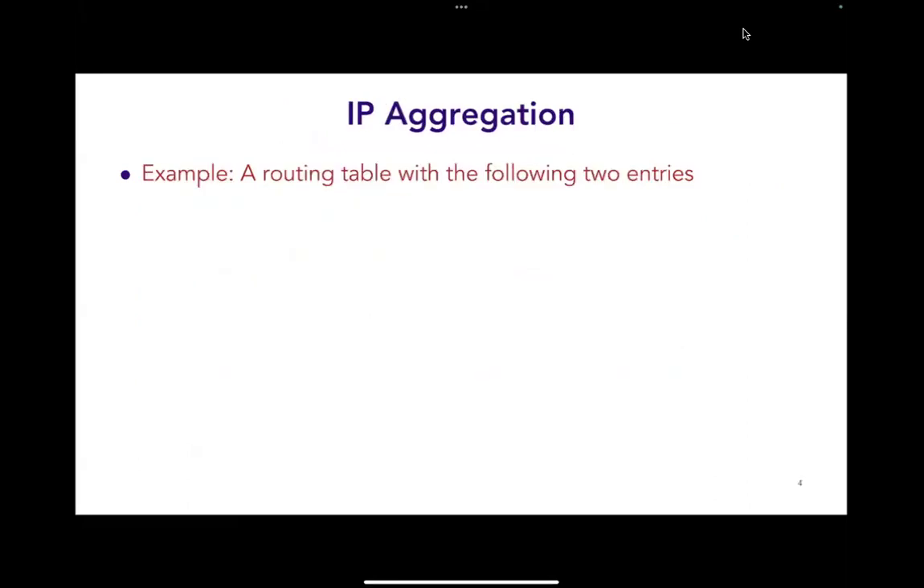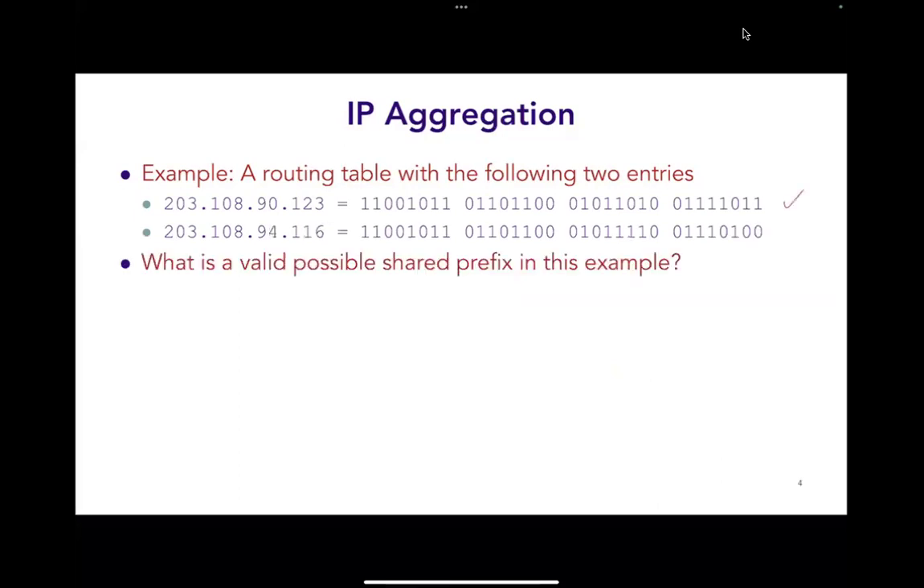To consider an example, let's say we have a routing table with the following two entries. So we have an IP address, which is shown in the dotted decimal format, and we'll talk about the dotted decimal format again, and also shown in the binary. And then there is another IP address in the same routing table. So we are showing only two of these IP addresses. What is a possible prefix for this particular example?